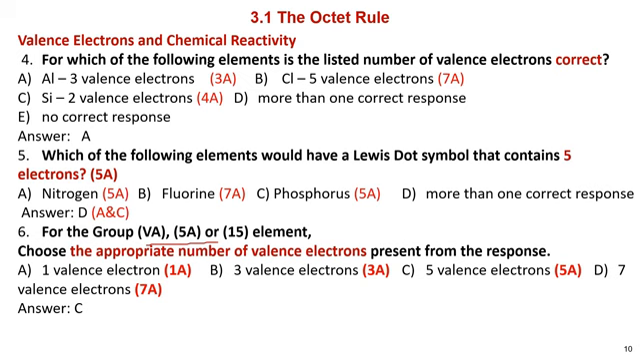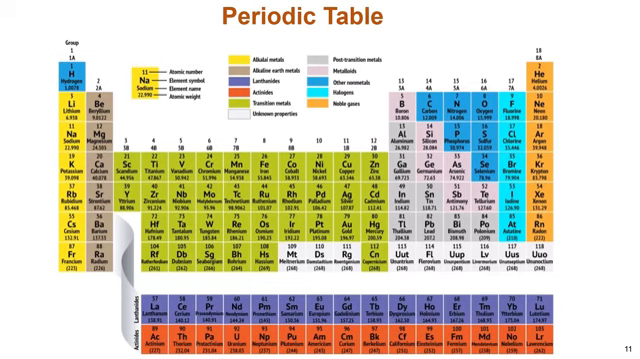On the periodic table, we need to know there are main groups. Main groups are 1, 2, 3, 4, 5, 6, 7. The octet rule applies to them, not to the transition metals, lanthanides, actinides, or noble gases. Noble gases already have 8 electrons. So normally the octet rule applies to main group elements.